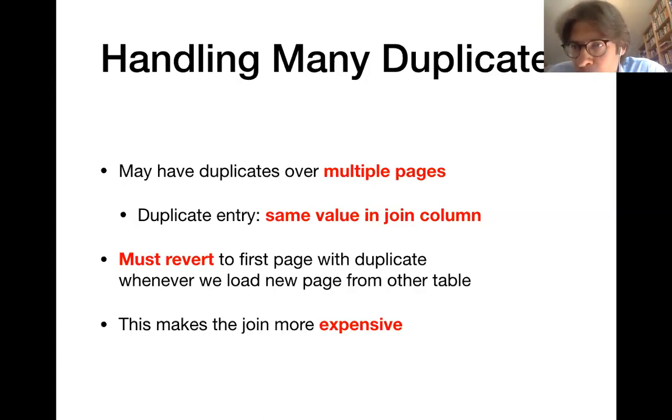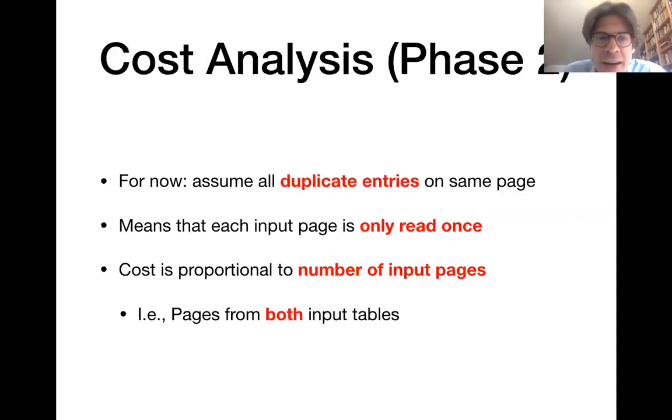This case is rather atypical. Still, the implementations of sort-merge joins consider it, but if that case happens, then of course efficiency decreases because you have to read pages multiple times. So that makes this join more expensive. Now, in the following cost analysis, we will actually assume that this case does not happen. So we assume that each of those pages is read only once. And then the cost of this merge phase is essentially proportional to the number of pages in both input tables. And as before, we're not counting the cost for writing out the result of that join.